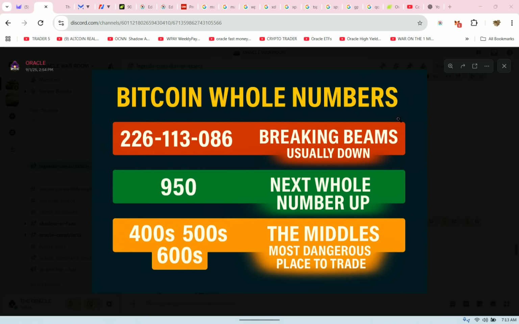Bitcoin whole numbers. In this case, the whole number is 90,000. Our technology allows you to know when it's going to break beams. Okay, when these numbers like 90,000, 226, 113, 086 start to hit, that means that 90,000 is in trouble. Conversely, if you can grab 90,950 and hold it for a bit, that means that you will go up over the next whole number. It may not even be in that pump. It may drop back first, but once you hit that, you know it's coming.